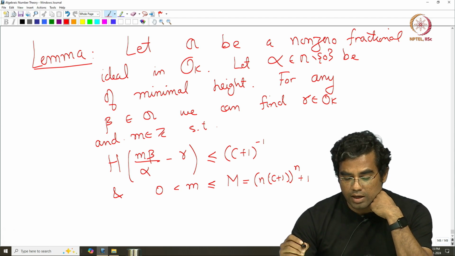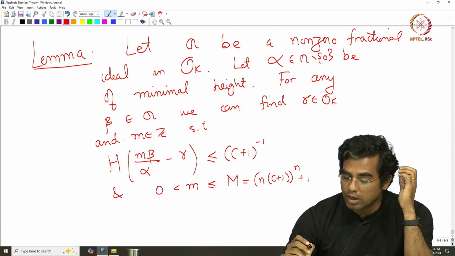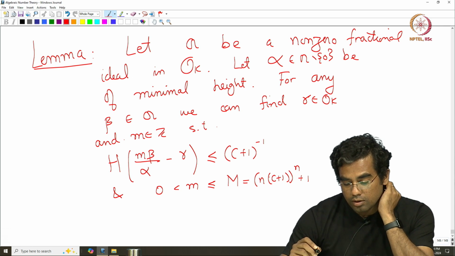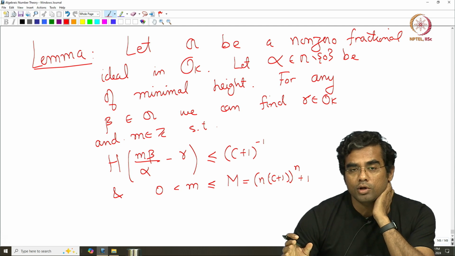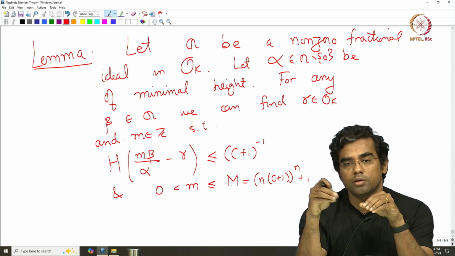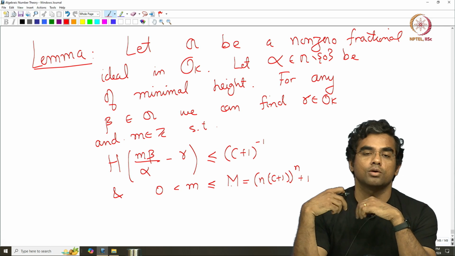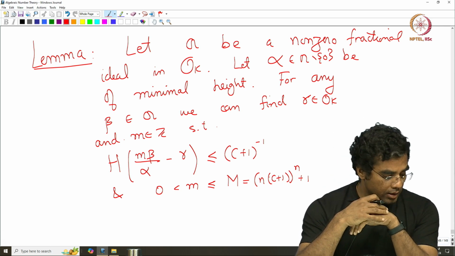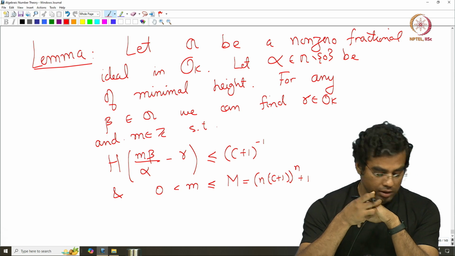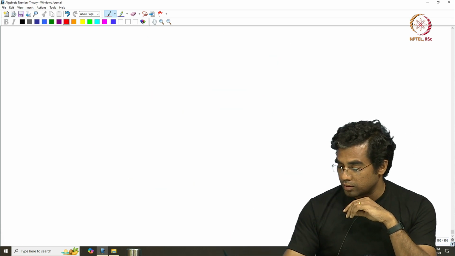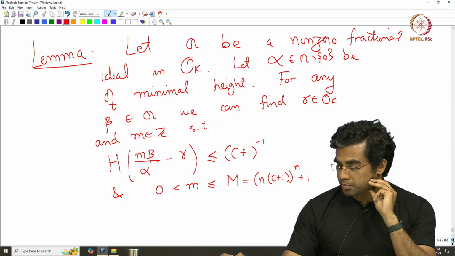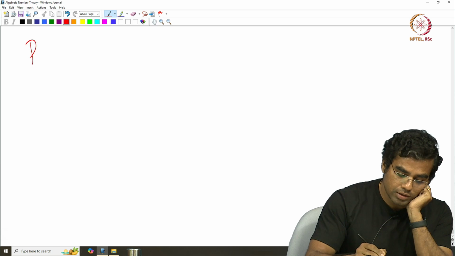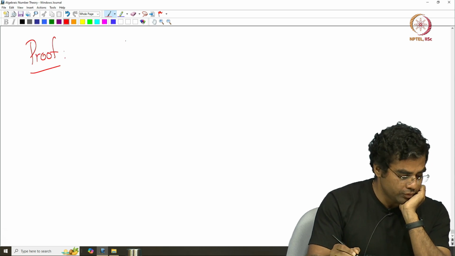So, what this is saying is that if you take any other element, you can divide out by this element of minimal height, and you more or less get a bound on the height. Well, there are some perturbations that you may need to make, and those you make using gamma. Okay. All right. So, how do we prove this? This is proven using what is called the pigeonhole principle or Dirichlet's box principle, right.